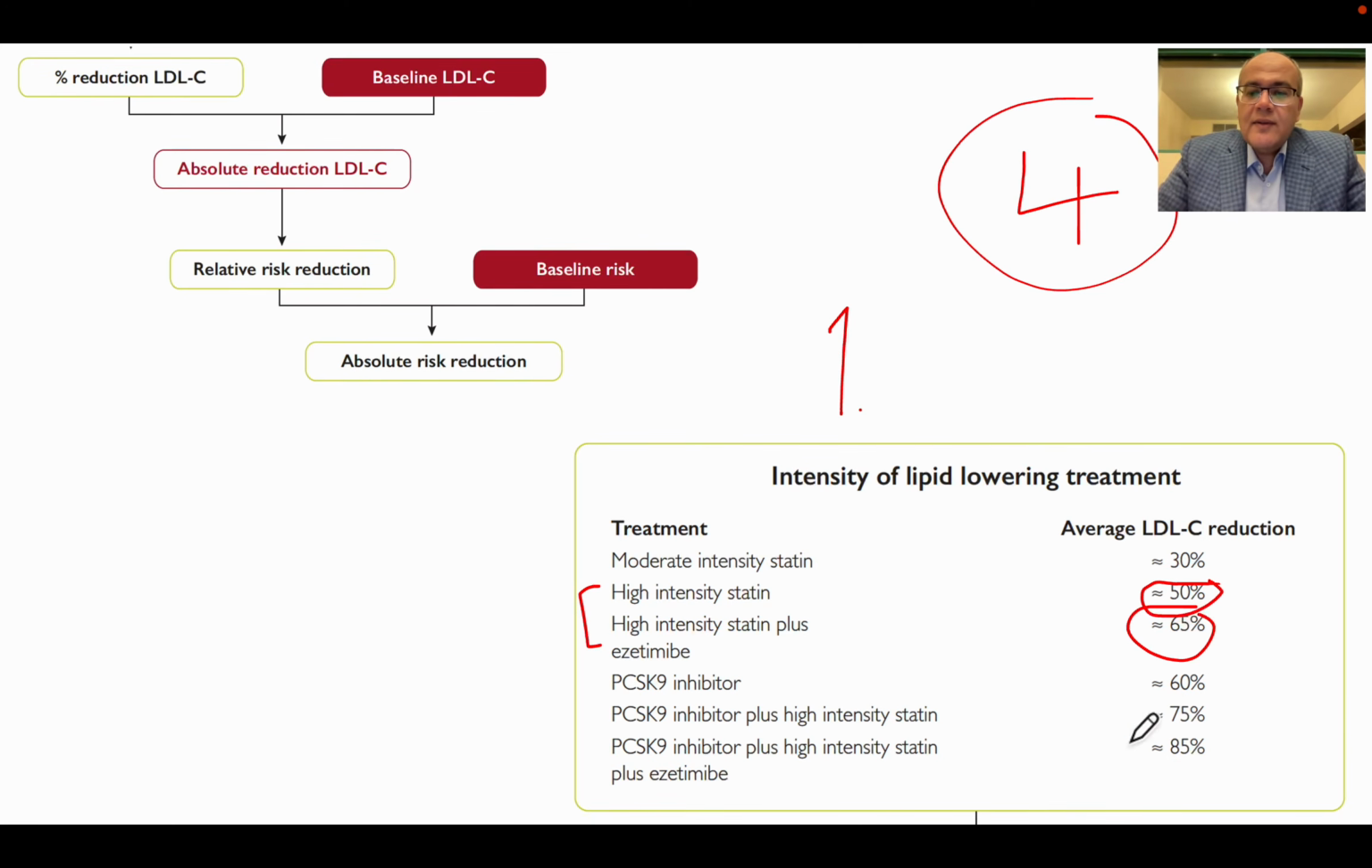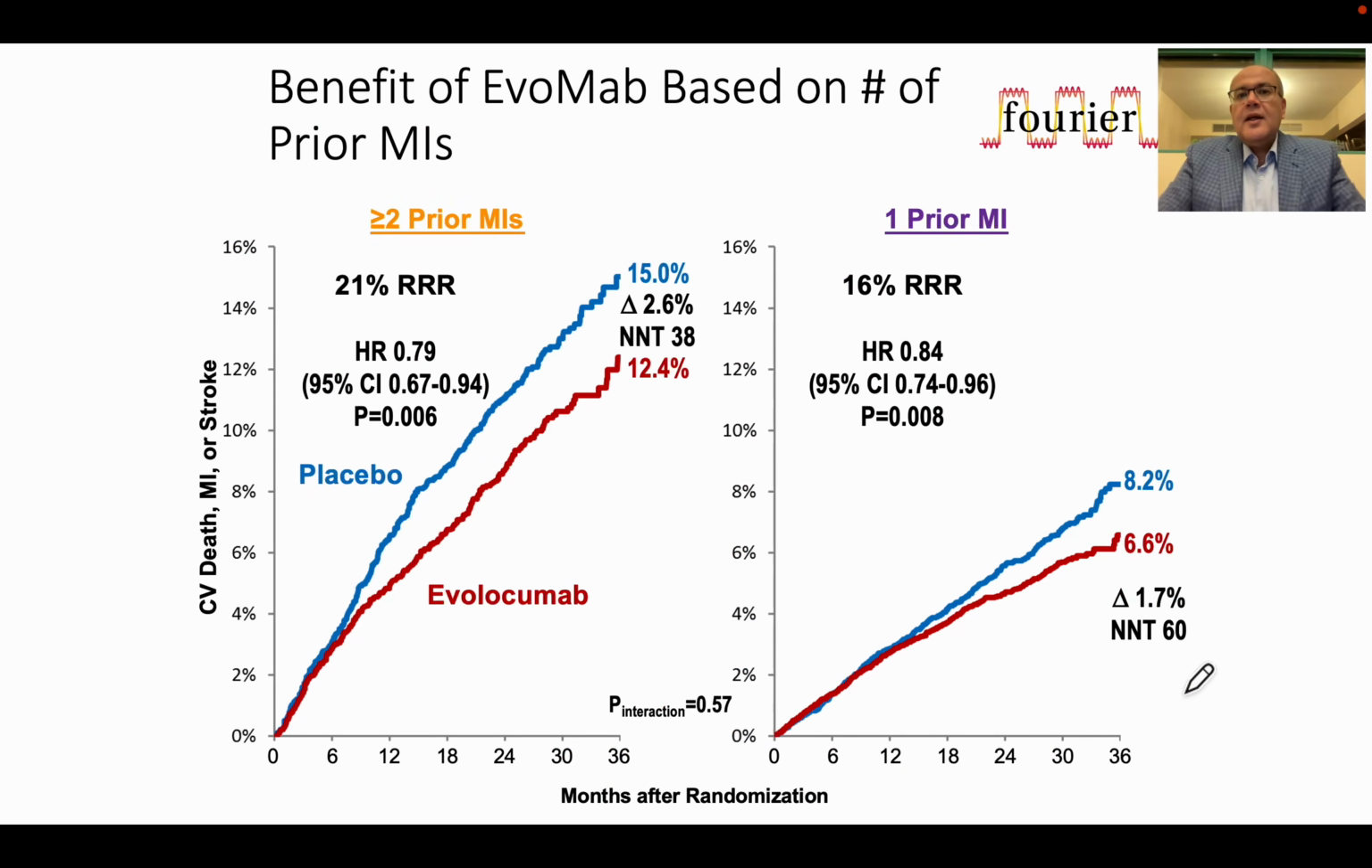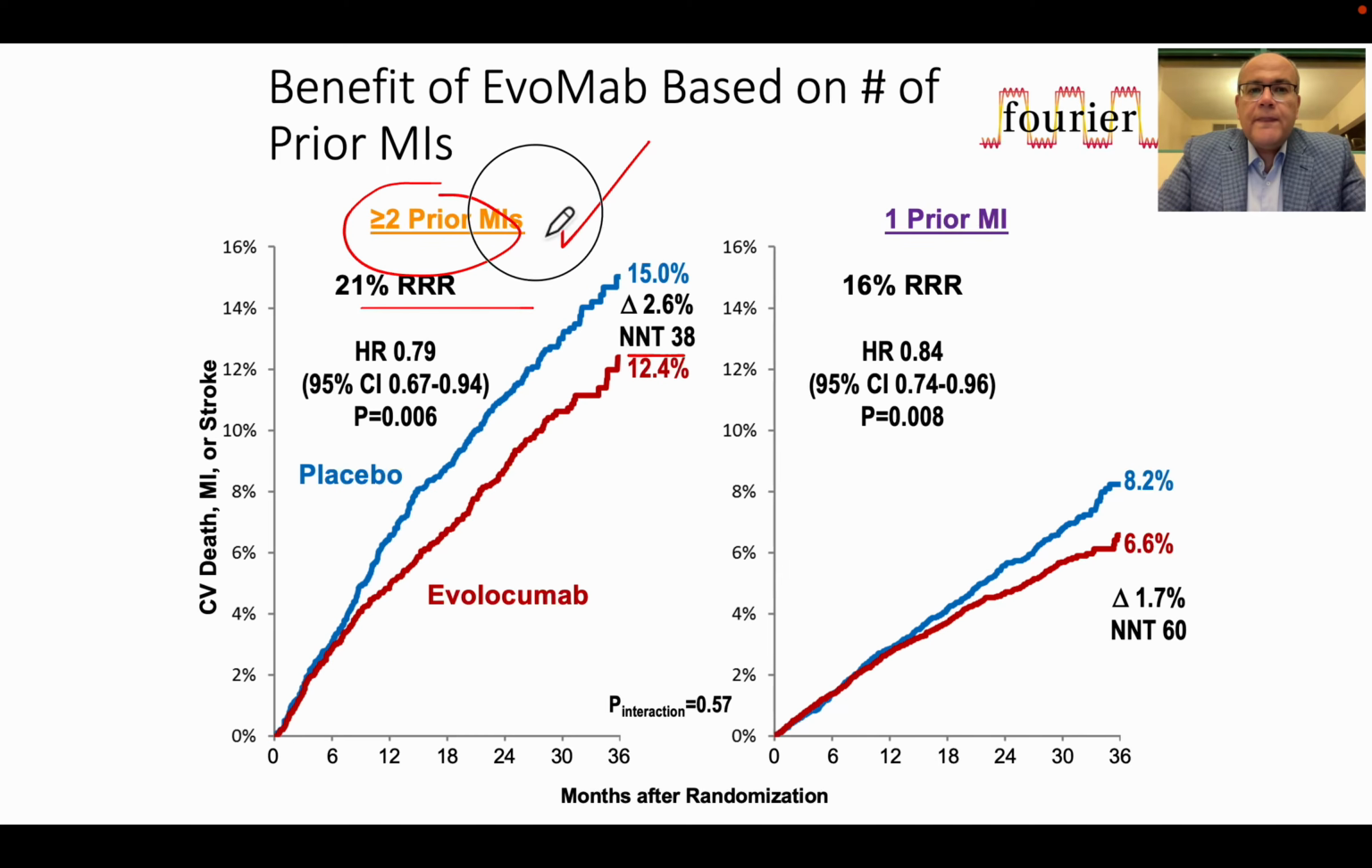In order to reach that, we need to combine a PCSK9 inhibitor and a statin in order to achieve a 75% reduction in LDL. So we need to focus on patients who are of very high risk, who benefit more from these combination therapies. And we know from the FOURIER trial on evolocumab that patients with 2 prior MIs have a bigger relative risk reduction and a smaller number needed to treat. So this is a population that you should strive to give the therapy.